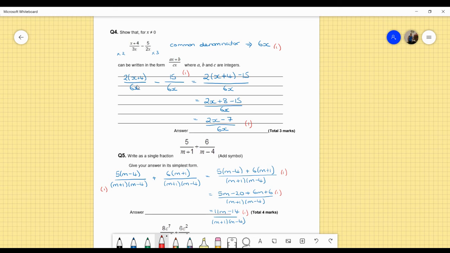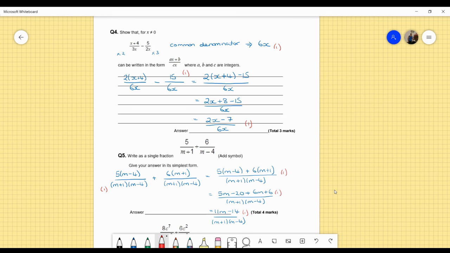And then you need to obviously find the correct numerator. So for the first fraction, you multiplied everything through by 2. And for the second fraction, you would multiply everything through by 3. So therefore getting a second mark at this point. If we then write it as one fraction with a common denominator, we need to then expand our brackets and simplify, giving us a final mark for 2x minus 7 all over 6x.